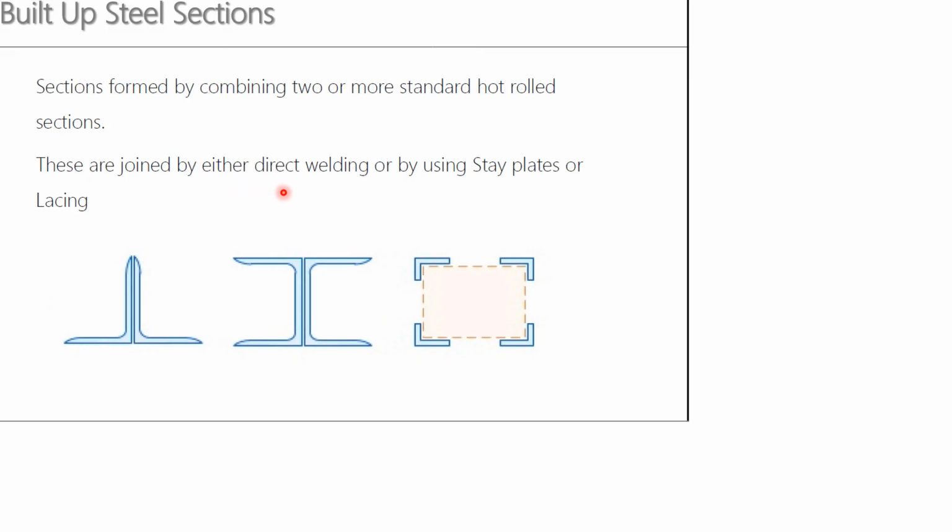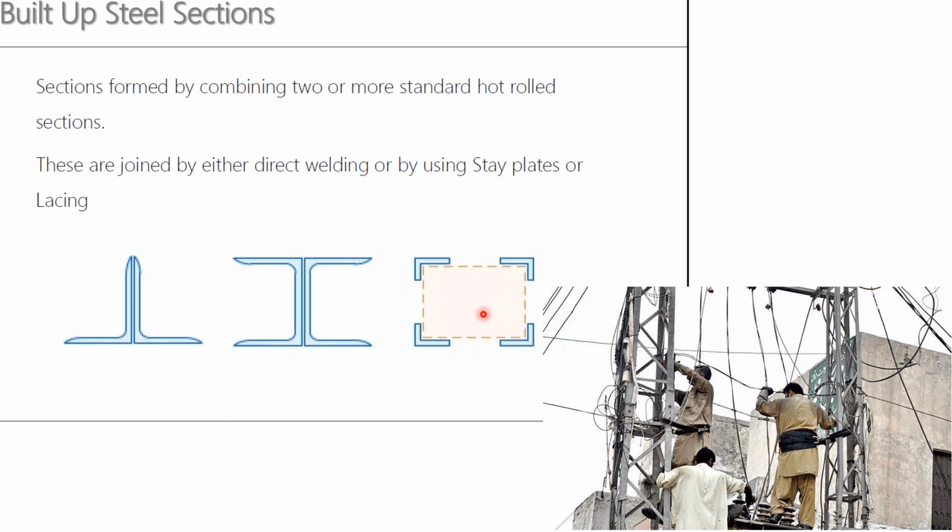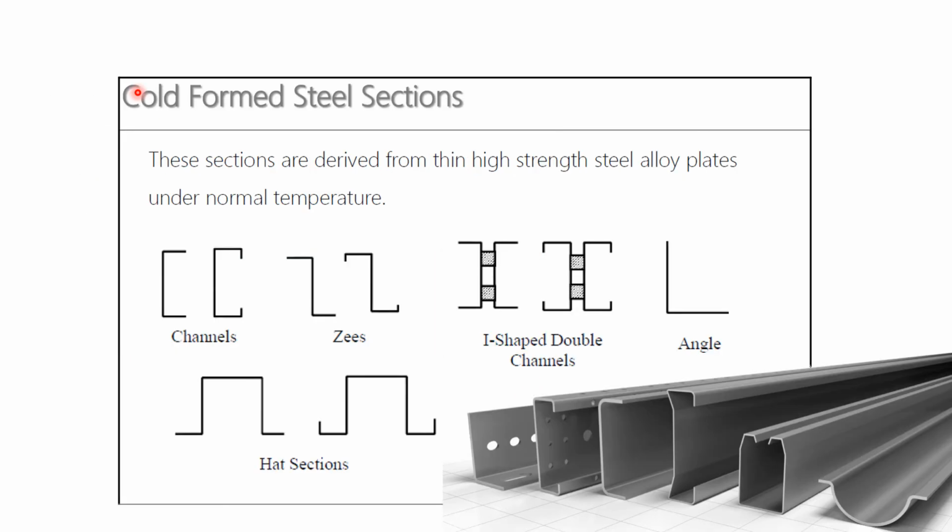These are joined by either welding or by using stay plates or lacing. So I will discuss lacing. Here is the picture. So here is an angle section that are connected again with the help of lacing or stay plates. So here you can see angle section, electric poles, angles on all four sides, and the angle sections are interconnected with the brace, you can say the lacing. These are called lacing. Okay, so these are called built up sections.